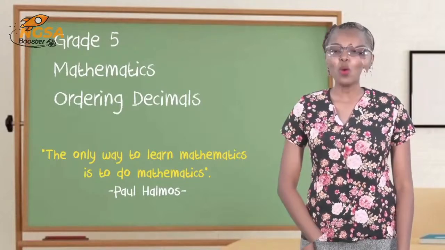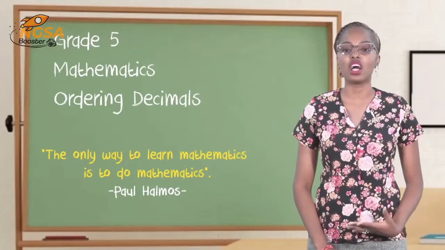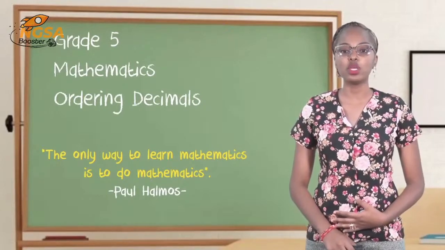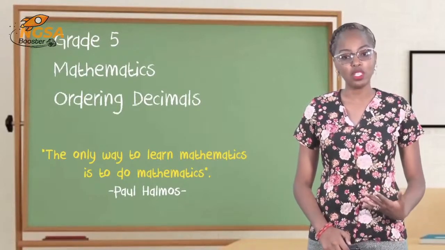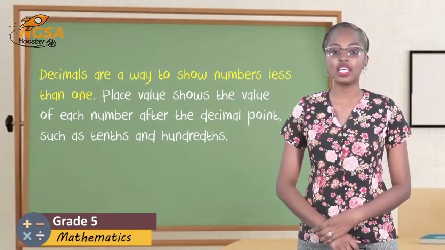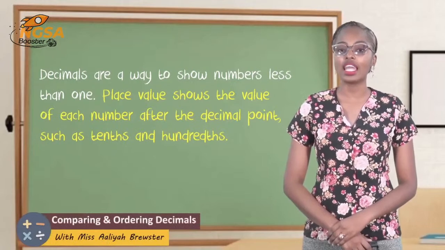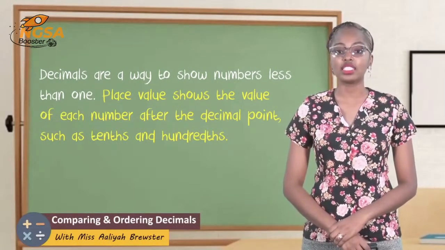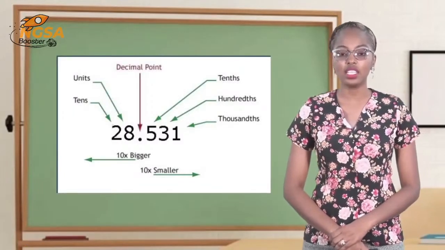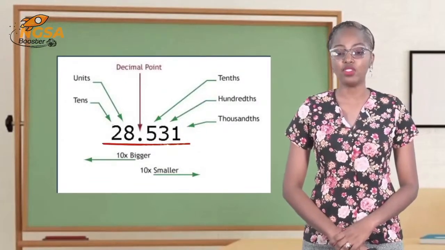Let's begin. First of all, we'll examine the concept of decimals by defining what decimals are and examining the place values of each decimal so that you can be better informed and better equipped to order the decimals. Decimals are a way to show numbers less than 1. Place values show the value of each number before and after the decimal point, such as tenths and hundredths. Now, if you look at the image, you would notice that the number up on the screen there is 28.531.